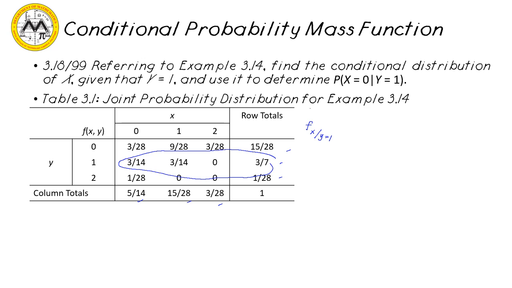So we have x would be 0, 1, or 2. So for x is equal to 0, it would be 3 over 14 over 3 over 7. While for 1, it would be 3 over 14 over 3 over 7. While for this one, it would be 0 over 3 over 7. So for x is equal to 0 and 1, because 2 would be 0, the probability of x given y is equal to 1 is 1/2 and 1/2.